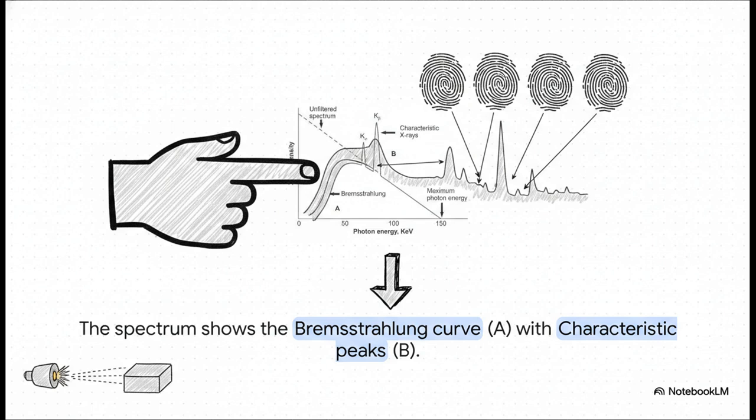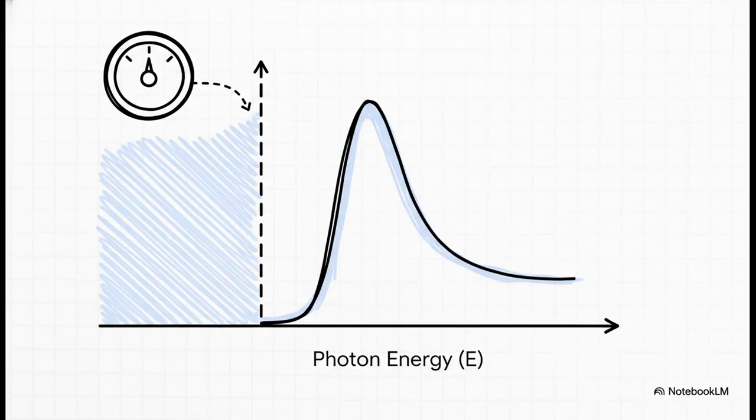And here's the cool part. Those peaks are in a different place for every single element. They're like a unique fingerprint for the target material. Now, one really important thing about that continuous spectrum is that it has a sharp cutoff.